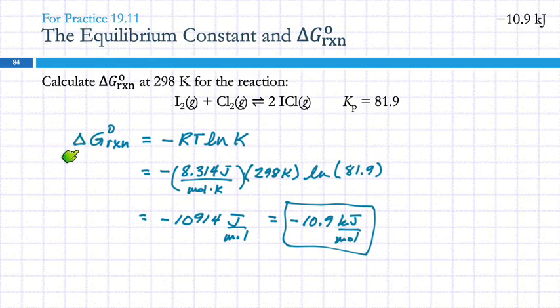Delta G is negative, telling us that this reaction under standard conditions is spontaneous in the forward direction. Kp is bigger than 1, which tells us that the products are favored, and so both of those things match up. Any questions?